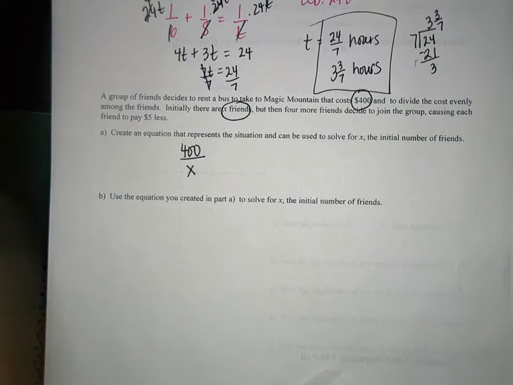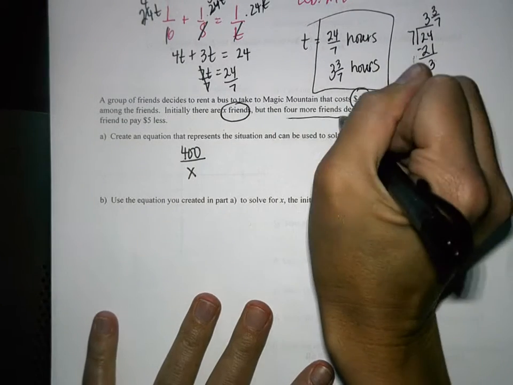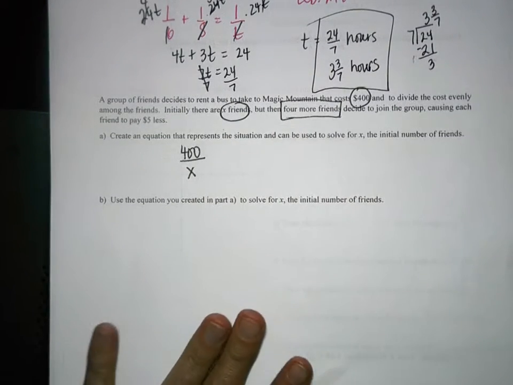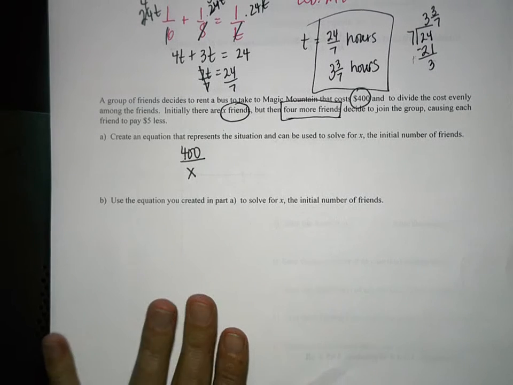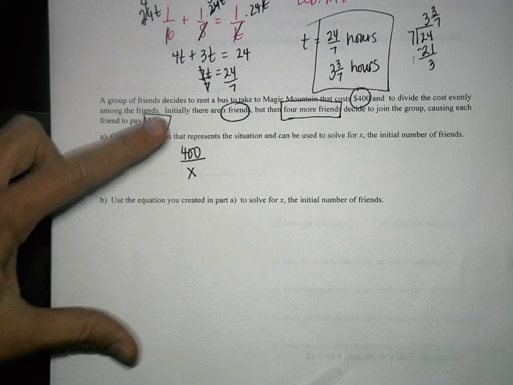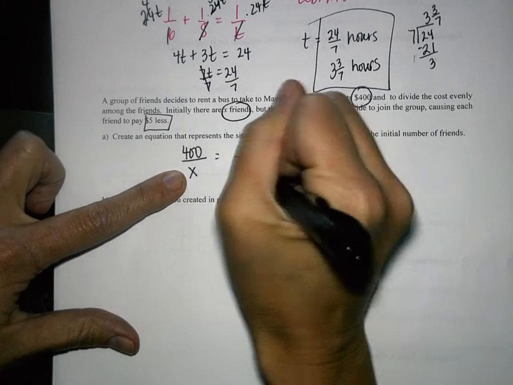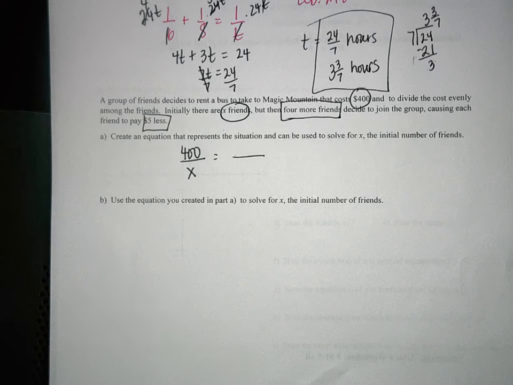Okay, we don't know how many friends they are actually dividing it among. Then 4 more friends decide to join the group, causing each friend to pay $5 less. So what we need to do is make a balanced equation. So originally it was 400 divided by x. Now we're going to balance it with another equation when we have more friends. How do you think I would start writing that?